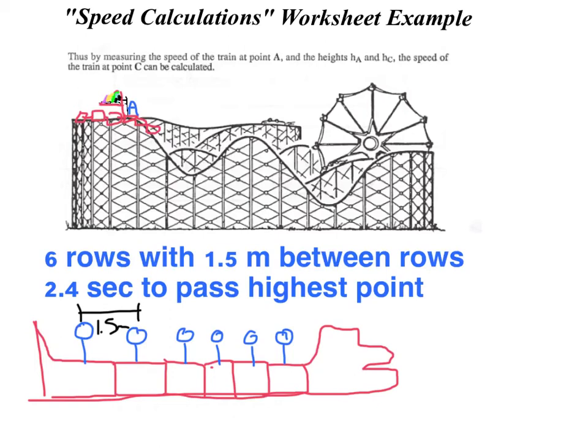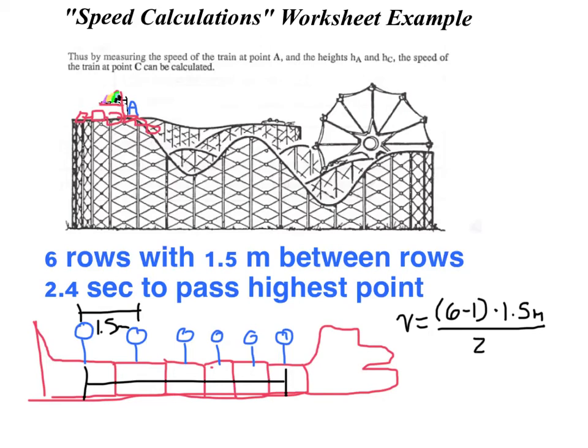As a result of that, we're going to be able to calculate the distance between our first person and our last person. To do that, we'll use our velocity equation. We know we have the number of rows, so we have 6 rows minus 1, times the spacing between each row. So 1.5 meters divided by the time of 2.4 seconds. Once again, we're using the length of our train over time.